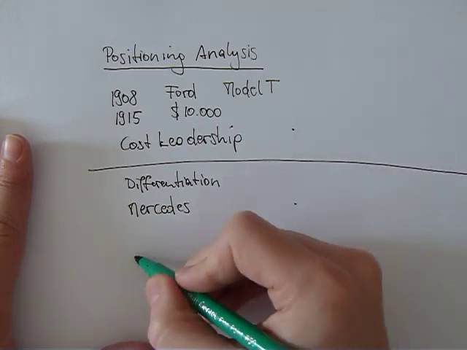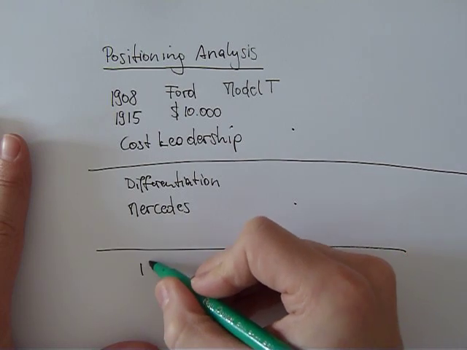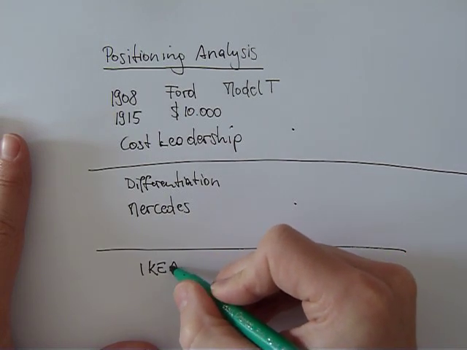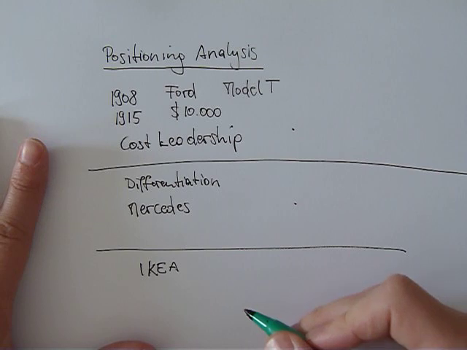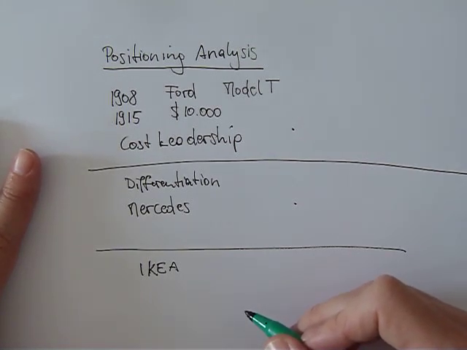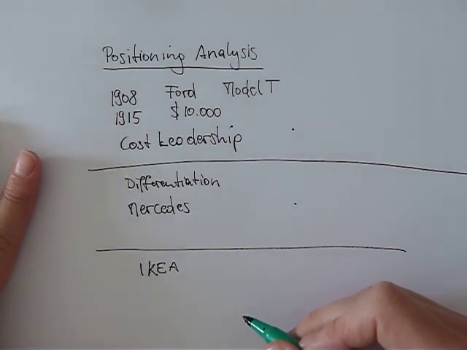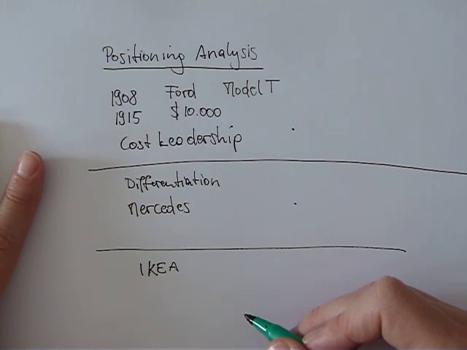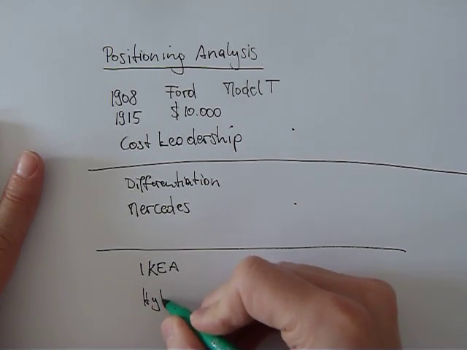So for example, IKEA would be a company that does, in terms of design, do pretty cool things and would be seen as a differentiator in that context. But at the same time, through the way they package their products, the way they produce them, the way they can negotiate for scale with their suppliers, they also achieve cost leadership on the manufacturing side. So they really use a hybrid strategy.